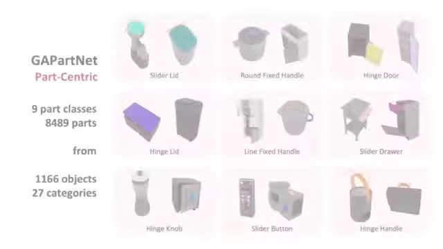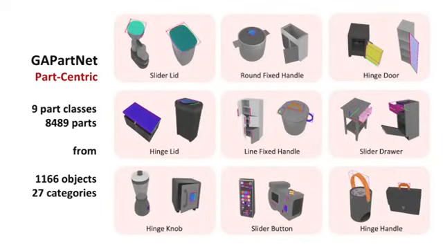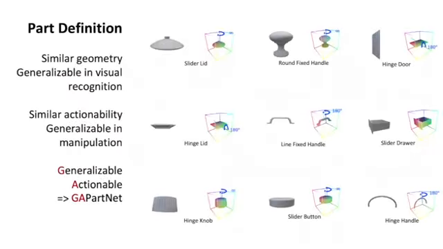To this end, we construct a large-scale part-centric interactive dataset, GAPartNet, with rich, part-level annotation for both computer vision and interaction tasks. It has 9 common part classes, and provides semantic labels and pose annotations for more than 8,000 functional part instances on over 1,000 objects from 27 object categories.